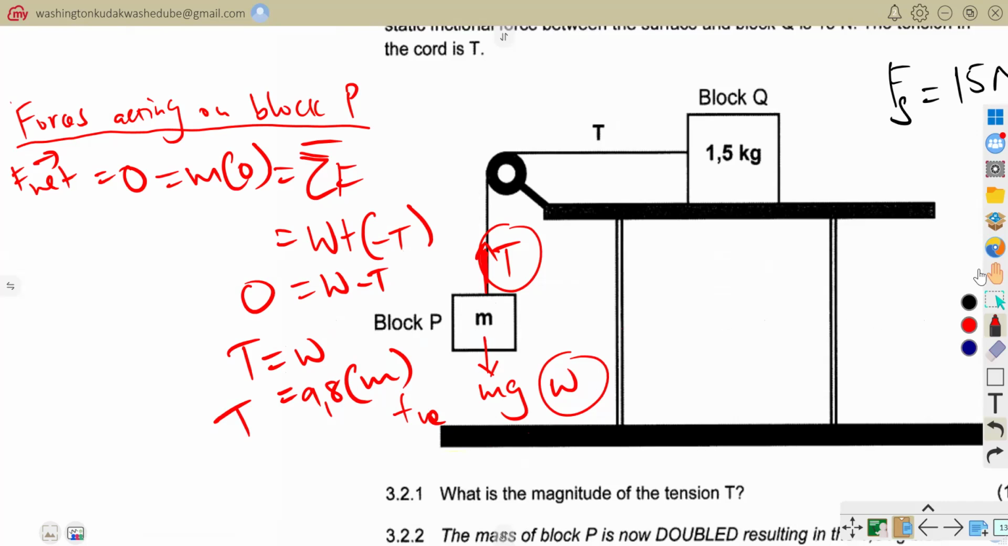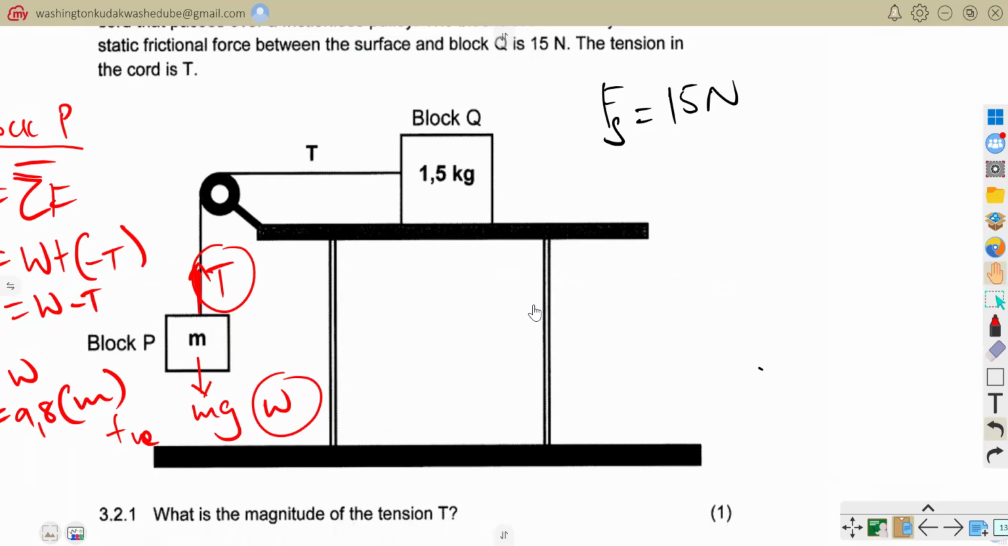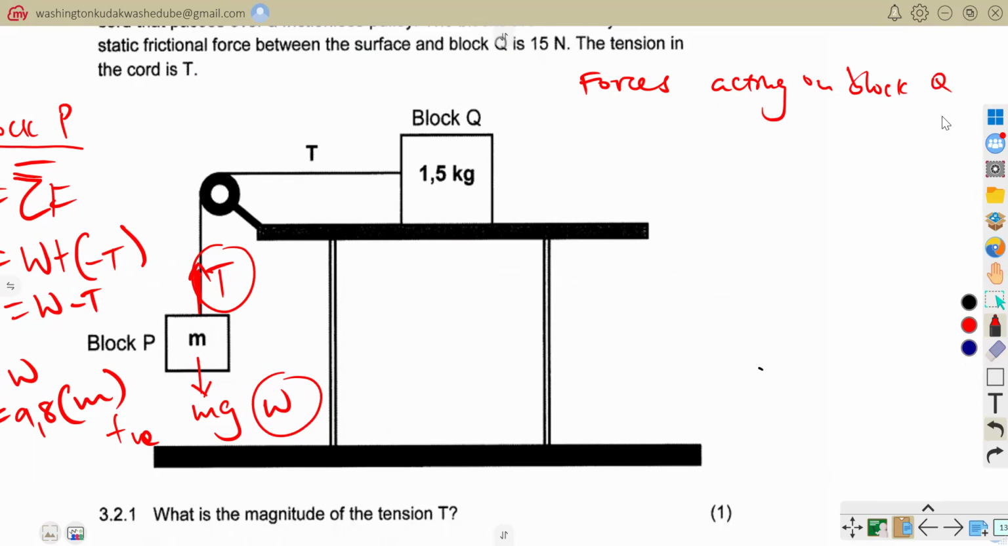Now, let's go ahead and look at the forces that are acting on the block Q. So you would come and say forces acting on block Q. You also get to determine and look into the forces. So we also know that F net is supposed to be equal to ma, which is also supposed to be equal to the vector sum of all individual forces.